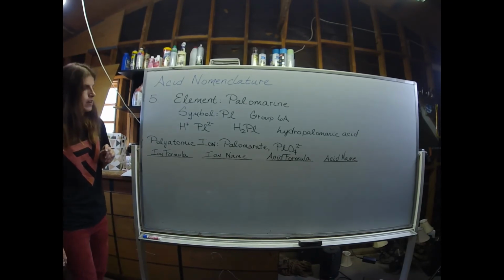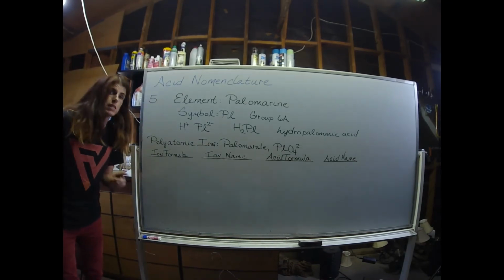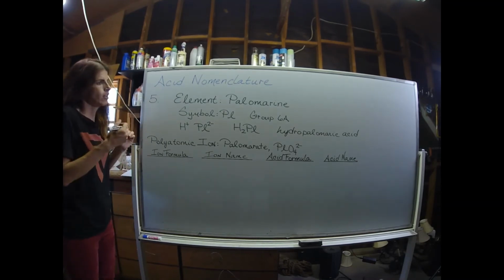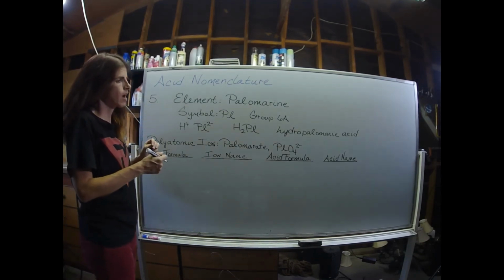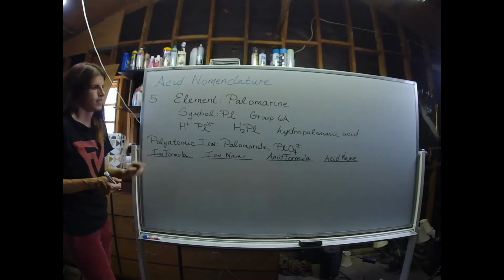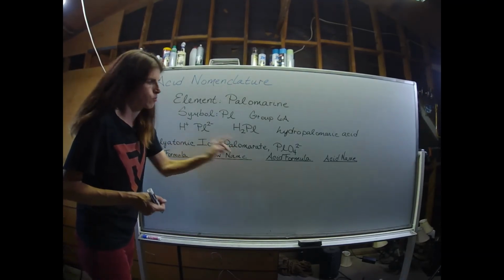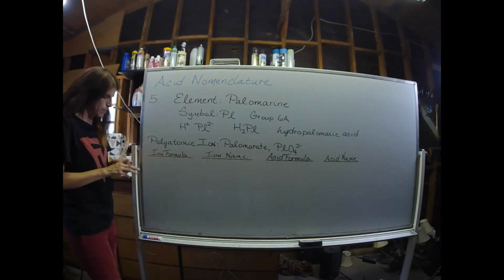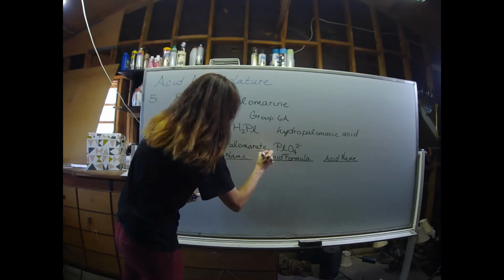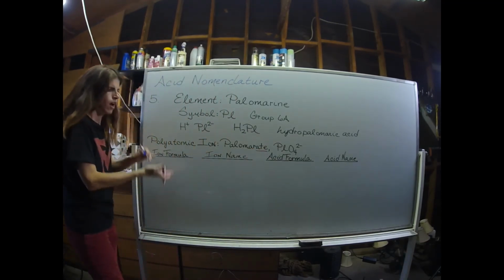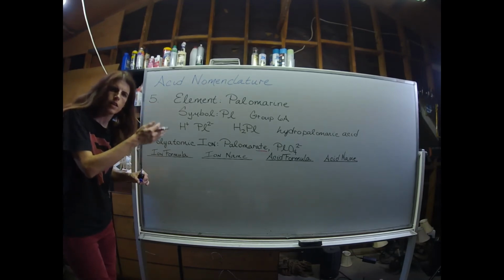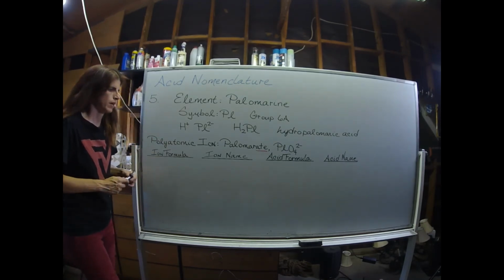So that's our binary acid. The second piece of information we're given is that the new element forms a polyatomic ion with the formula PlO4 2-, and that it's named palomate. So because of this ate ending, I can place this particular polyatomic ion in my ladder of polyatomic ions.